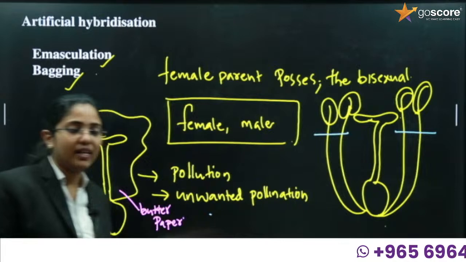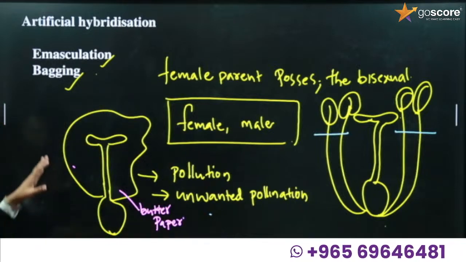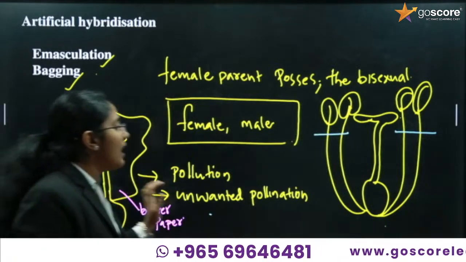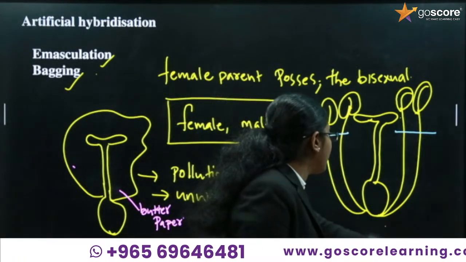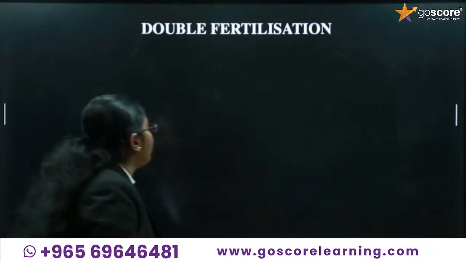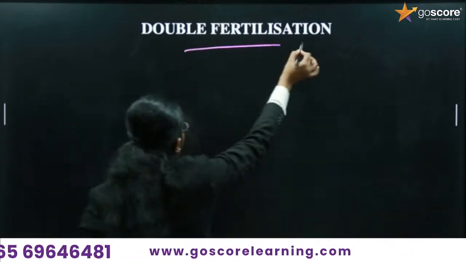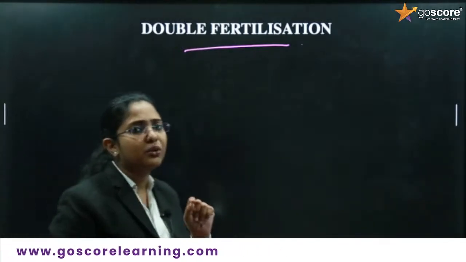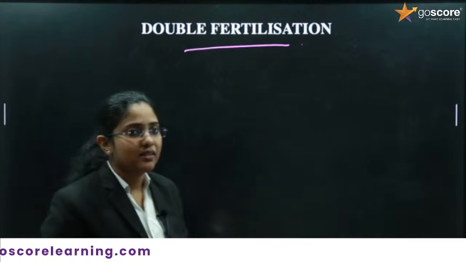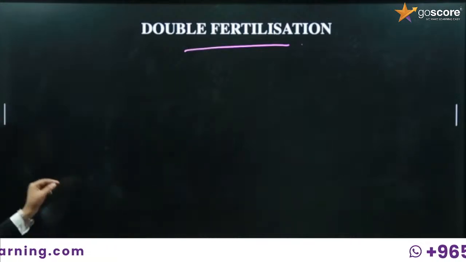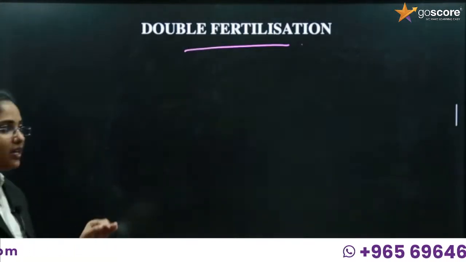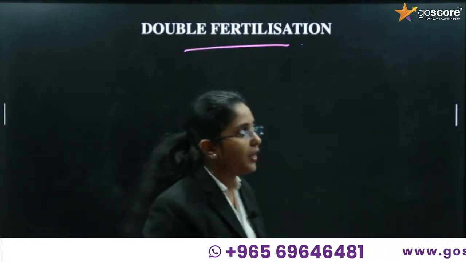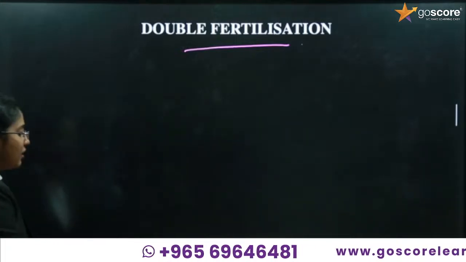Okay, so it is clear, right? It is clear about this artificial hybridization. That's all about artificial hybridization. Then next we have to learn about double fertilization. The next process is fertilization. We have learned how the pollen tube enters the egg apparatus through synergids. The filiform apparatus will guide the pollen tube to enter into the egg apparatus. So, next what happens?